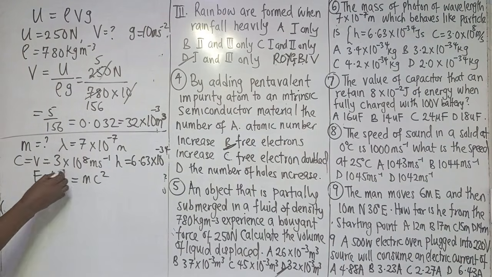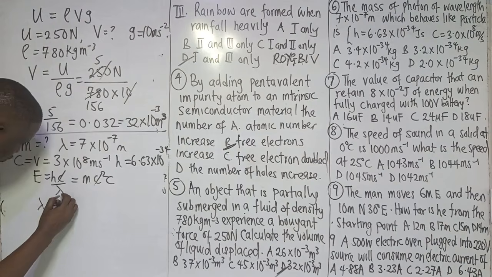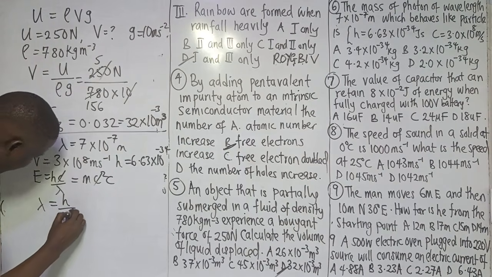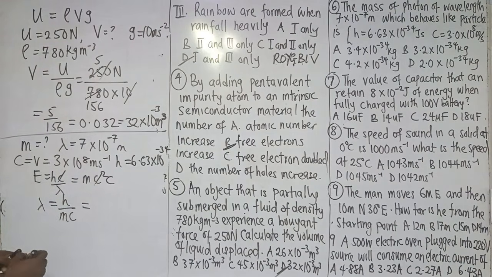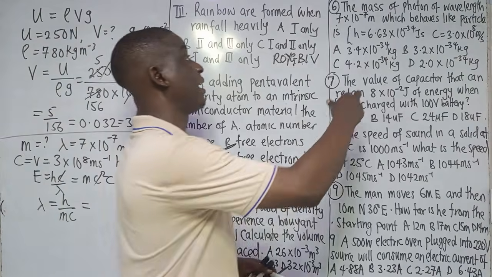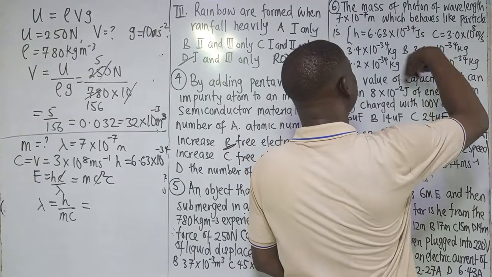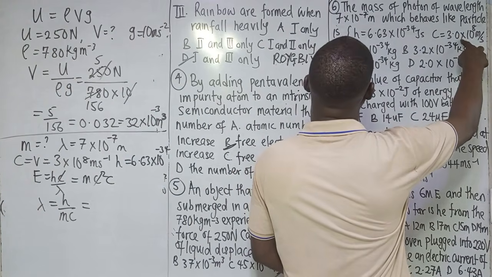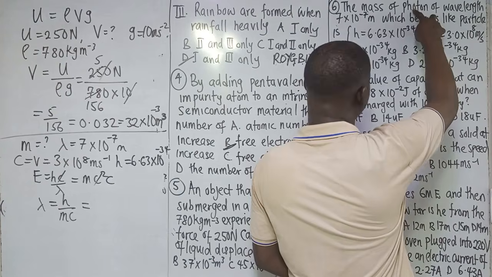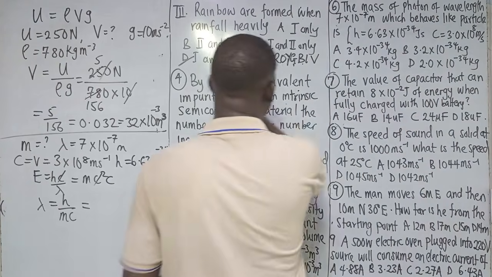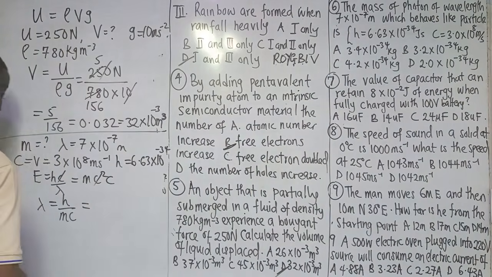I want to compare these two and cancel this. We have mc, so I want to have lambda equal to h over mc. This is the formula we are going to use for this photon, the mass of a photon. Since it's a photon we are talking about, it's not the mass of an electron. Why they say mass of photon is what we are looking for, and the photon is behaving like a particle, that's why they give you the speed of the photon. If it was an electron, they would not have given us speed, like what we saw in the previous question.